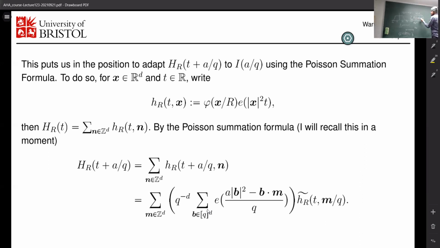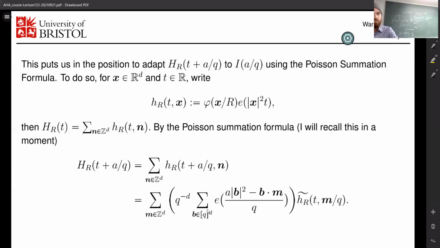Because this is depending on n as a point in Z^d. Poisson summation then says that this is equal to the sum of h_{r,t}(n), n in Z^d. Poisson summation says you get to put the Fourier transform all over it, with the 1/r, thinking about this h_{r,t} as a function on R^d. Great.